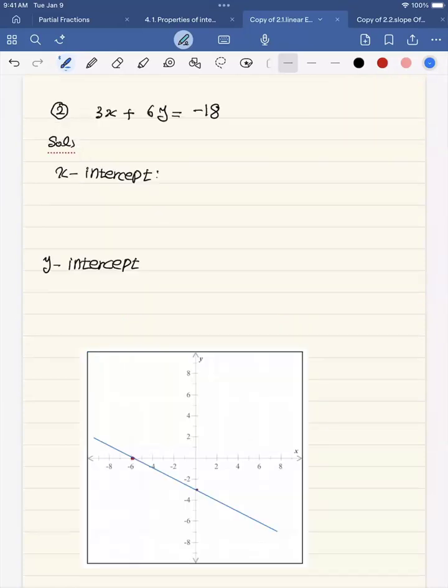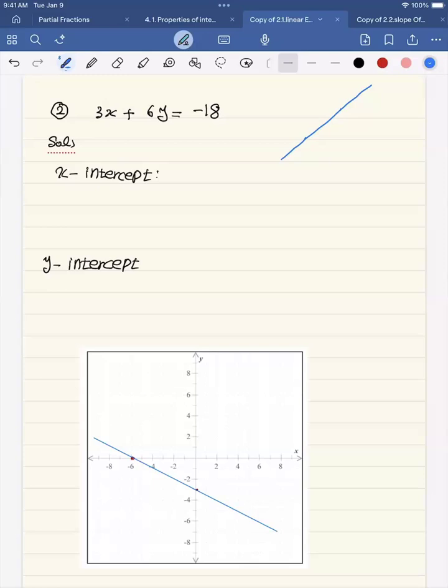In the next problem, we have 3x plus 6y equals negative 18. In this problem, we want to figure out the x-intercept and y-intercept. We want to use that information to draw a straight line. Remember that if we have 2 points on this plane, then that uniquely determines a straight line.